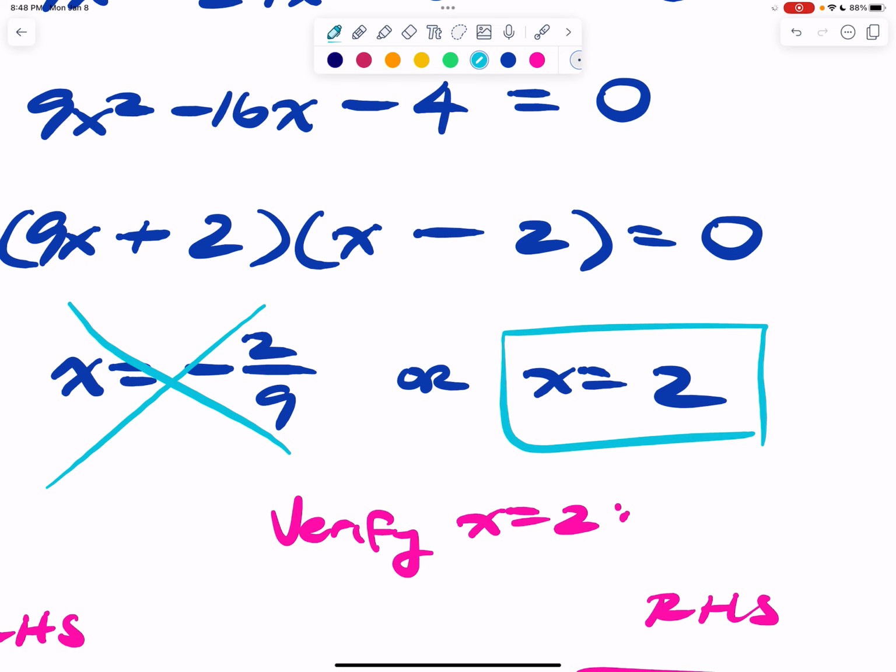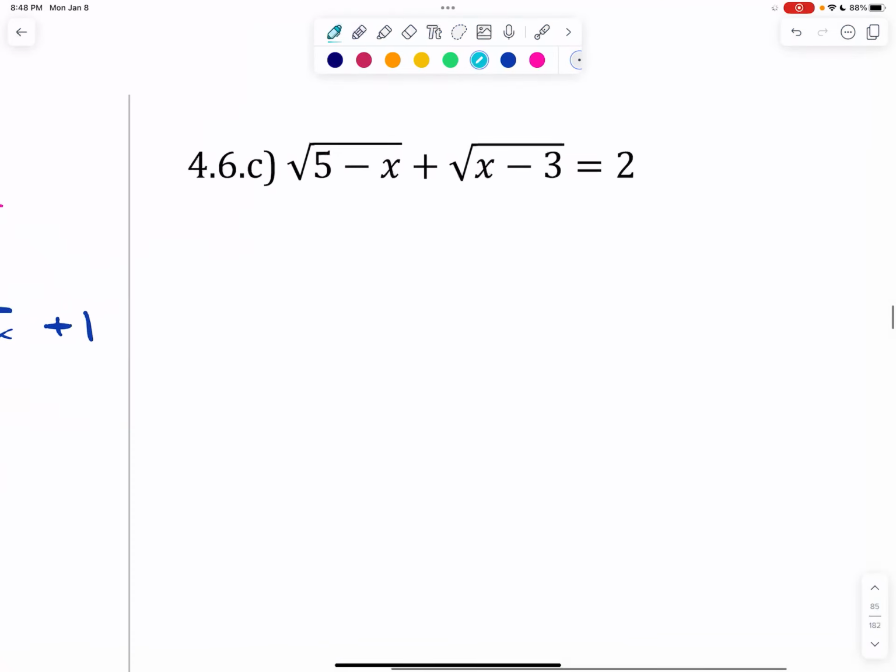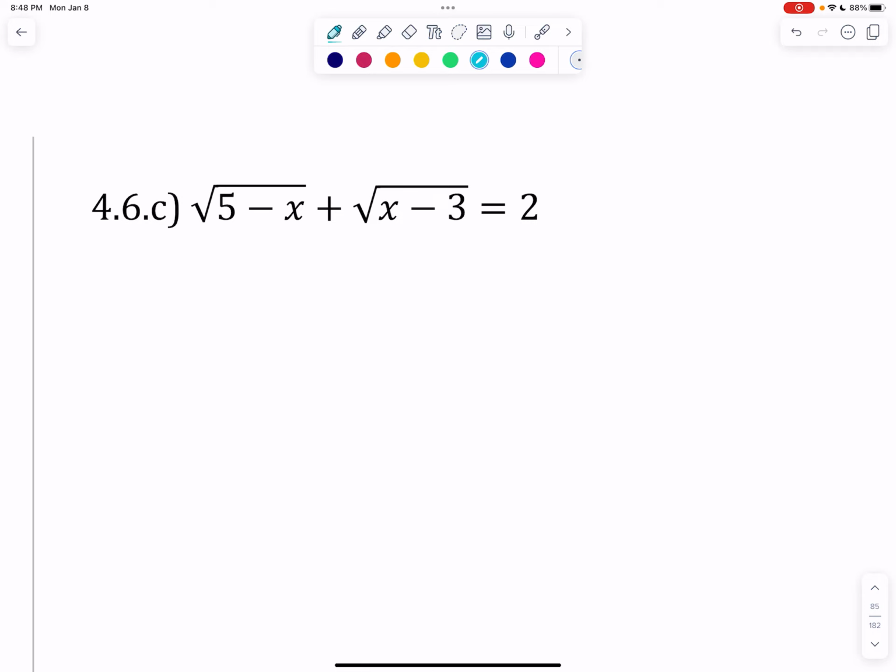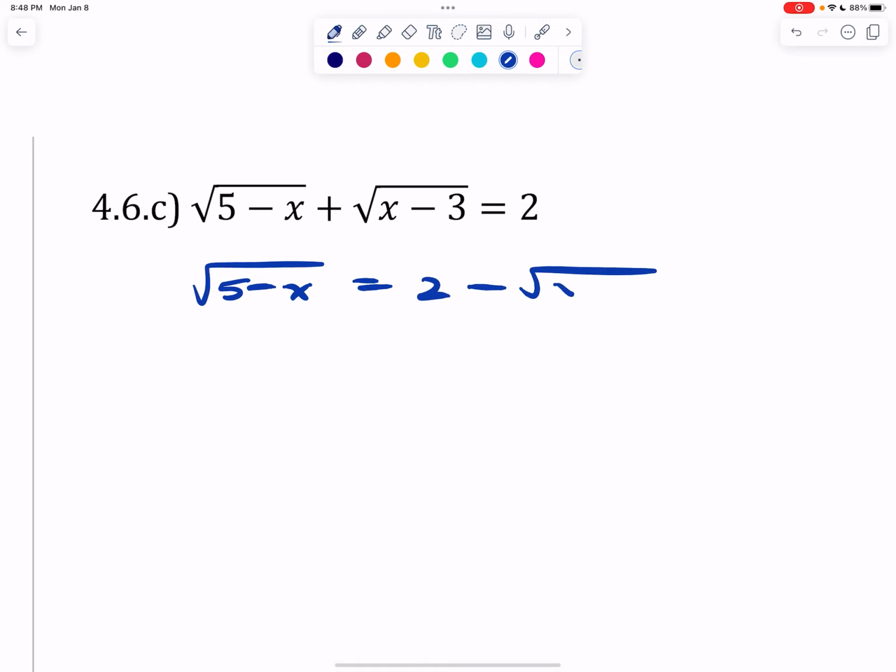And what was that? And last one. Whoop. Radical's not isolated. I'm going to subtract one of them. I don't know which one. We'll see what happens. That. I'm going to square both sides.